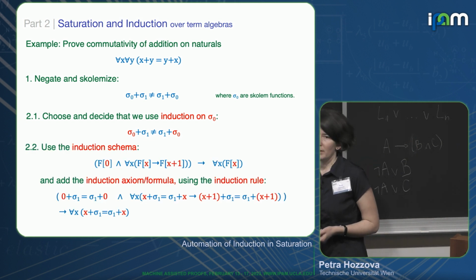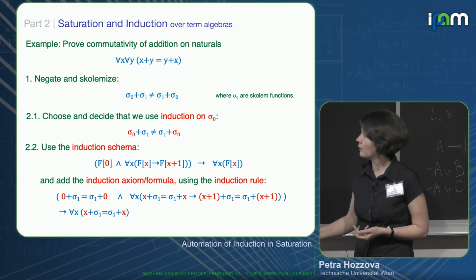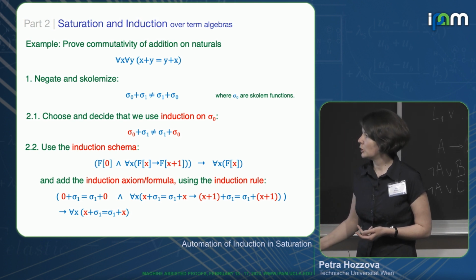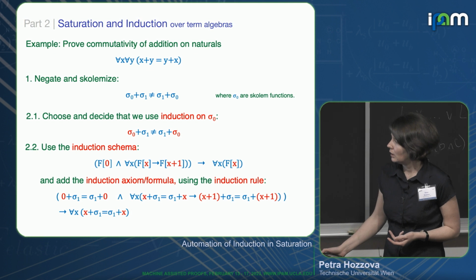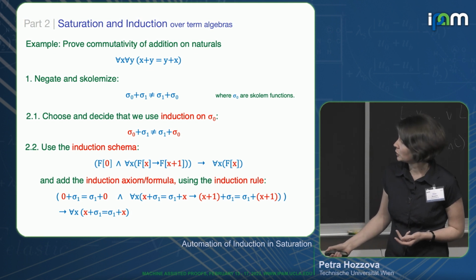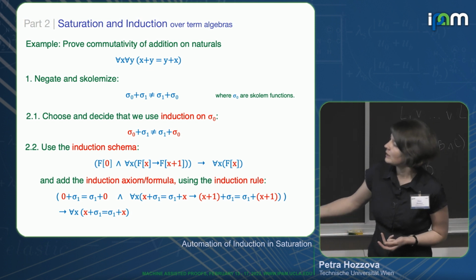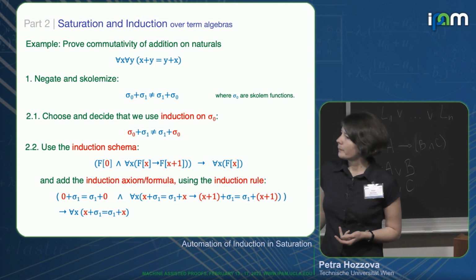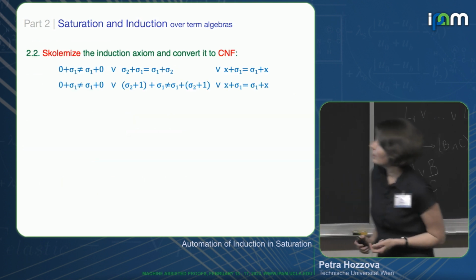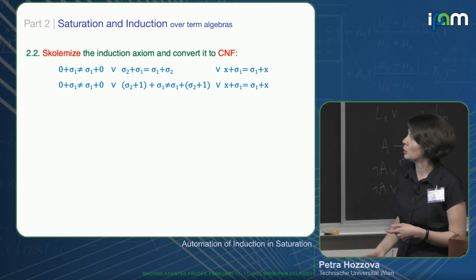We apply the induction schema that I've already shown you before. This is just a structural induction for natural numbers. We instantiate it using this literal and obtain this instance. So this is the base case. The rest of the first line is the induction step. And if this holds, then we know that for any x, x plus sigma 1 is the same as sigma 1 plus x. Now, we take this induction schema and skolemize it and convert it to clausal normal form.